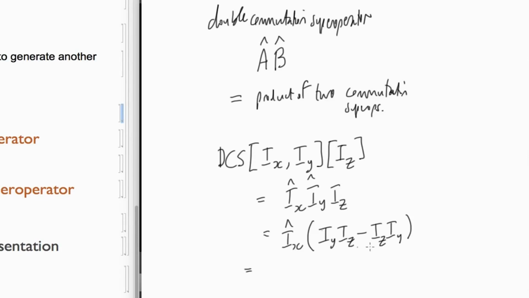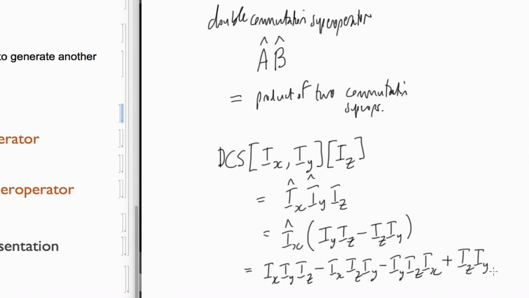And then we have another commutator. This would now be Ix Iy Iz minus Ix Iz Iy minus Iy Iz Ix plus Iz Iy Ix. So long, complicated expressions, but in the end all they are is that this double commutation superoperator, when applied to an operator, generates another operator. It's a superoperator.